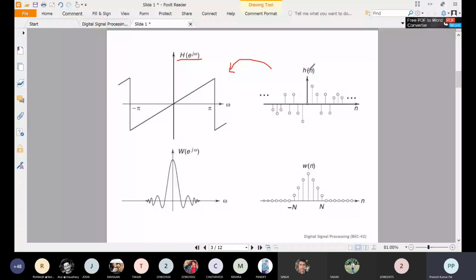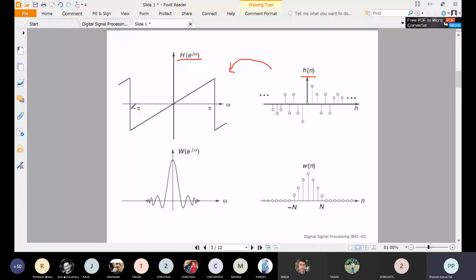Another impulse response we will consider will be represented by w(n). This w(n) will be defined based on the different types of windowing method. If this is the h(n) that is obtained, this hd(n) is the same h(n) having infinite samples in the sequence, and its frequency response is given by this, having a period of 2 pi, from minus pi to pi.